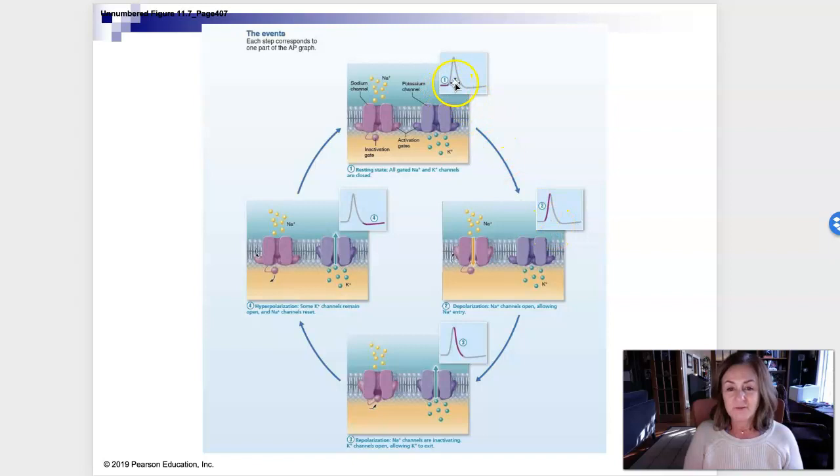So we know that you have to get the voltage regulated sodium channels to open. If you can do that, sodium is going to come into the cell, causing that depolarization. Next, what will happen is the sodium channel inactivates.